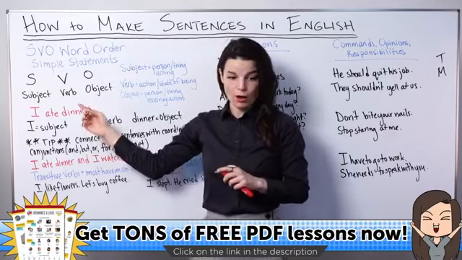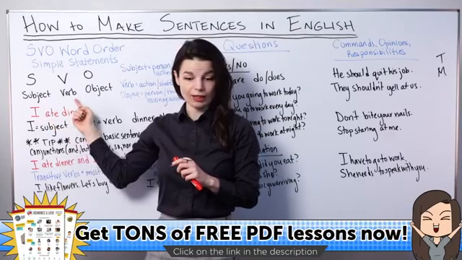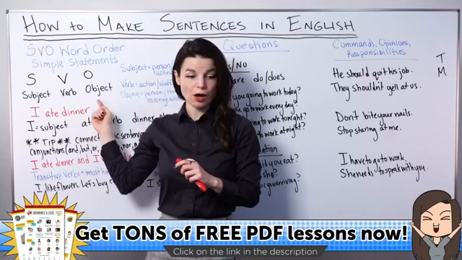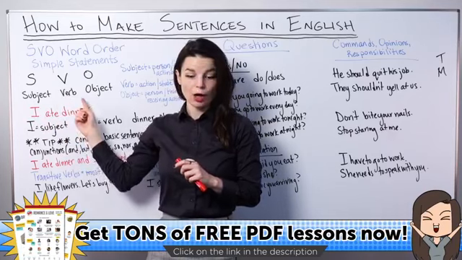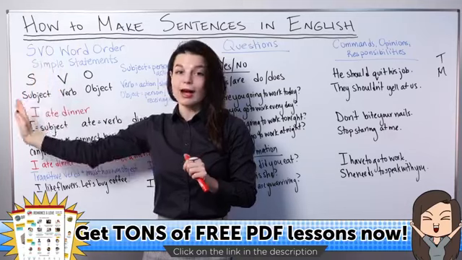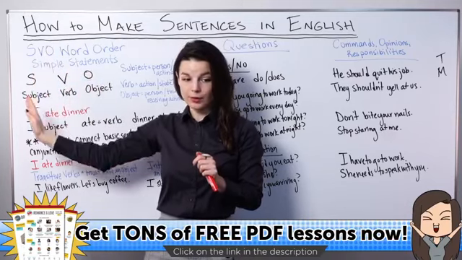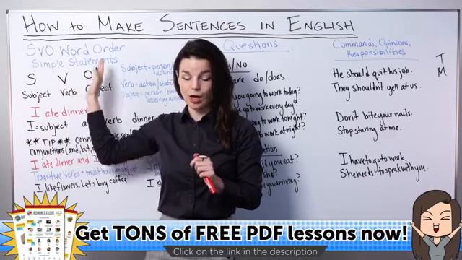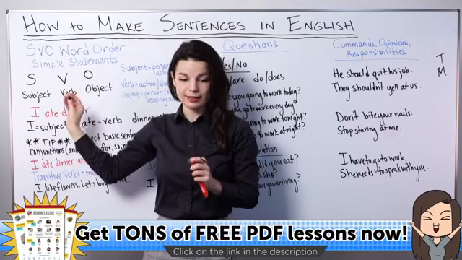So SVO refers to S, subject, V, verb, and O, object. Subject, verb, object. So when we make simple sentences, our vocabulary words must follow this order. Subject first, verb second, object third. This is the most basic way we make sentences.